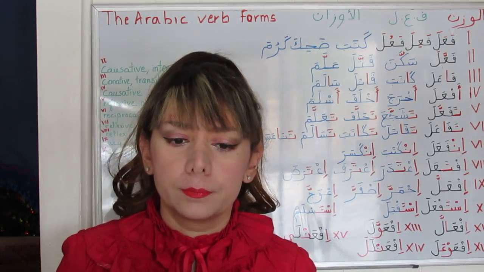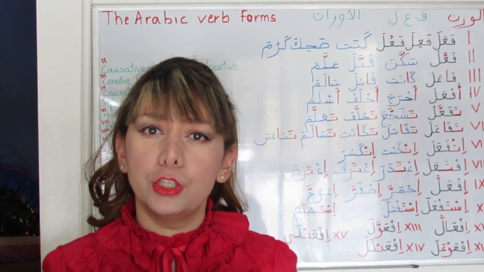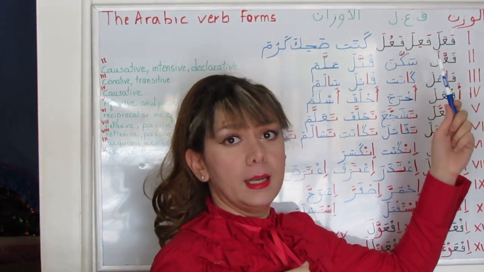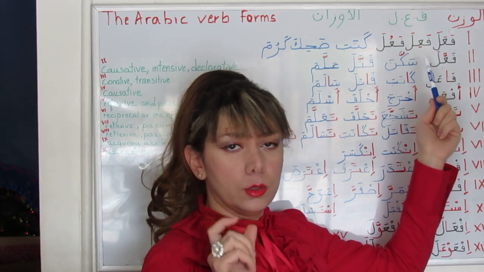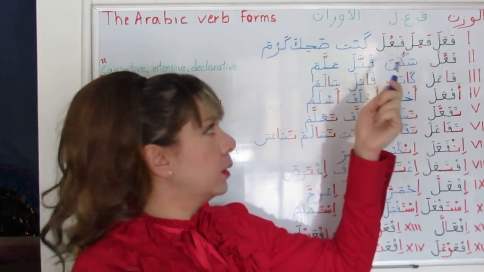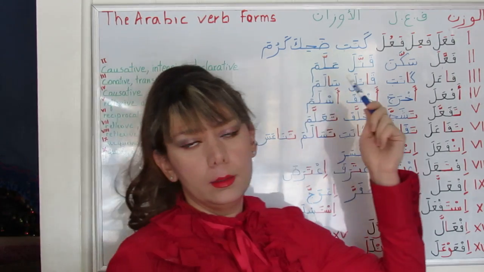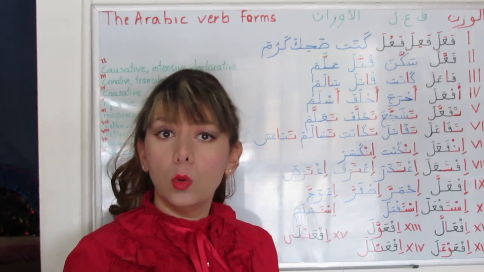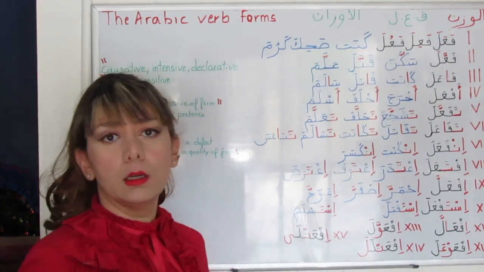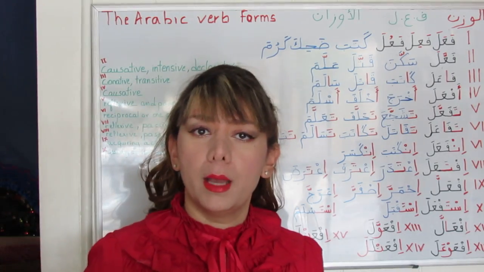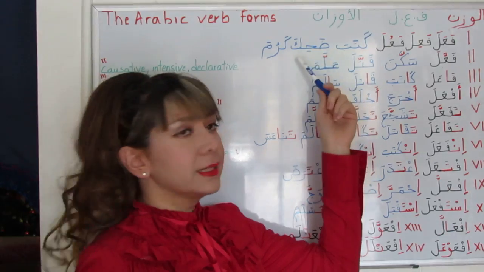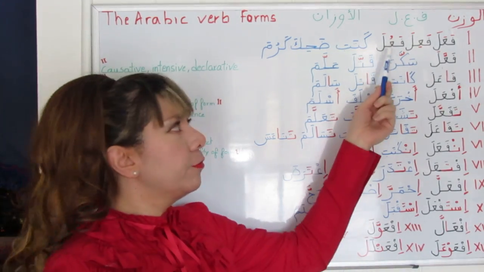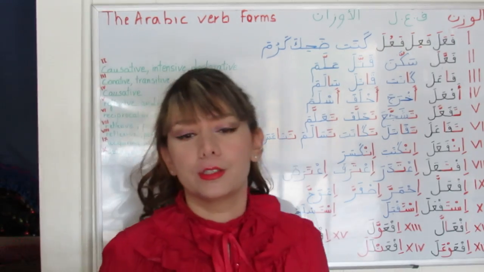So form number 1 in the perfective tense expresses the general verbal meaning of the root in question. We may have fa'ala, or fa'ila with kasra on the middle radical, or fa'ula with dhamma on the ain. So kataba matches fa'ala. Kataba is to write, like the infinitive in English, or he wrote. All the examples here are conjugated in the third person masculine singular, in the past. Dahika, fa'ila, means to laugh or he laughed. Fa'ula, karuma, to be generous.